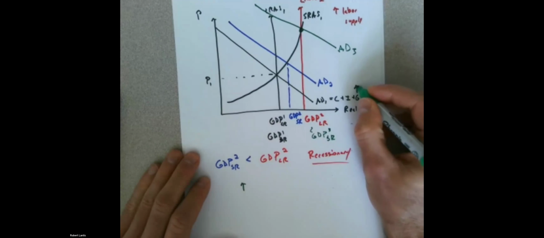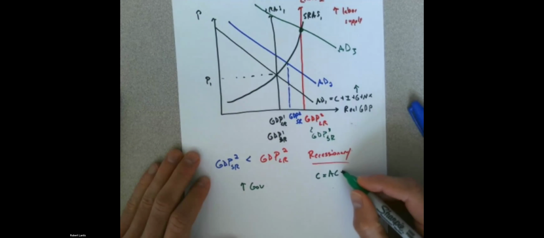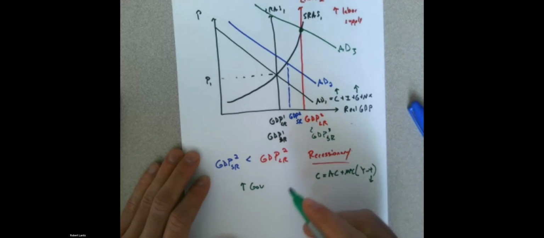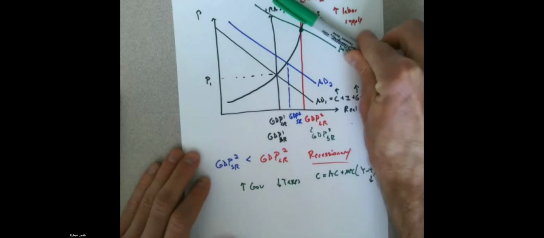So how do we increase aggregate demand? We said we could either increase government spending, or remember what's in C here? Consumption is autonomous consumption plus MPC times our income minus taxes. So if we lower taxes, subtracting a smaller amount, that would increase consumption. Lowering taxes would also have the same impact of shifting aggregate demand up even more, closing that recessionary gap. Okay. Any questions there before we keep moving?